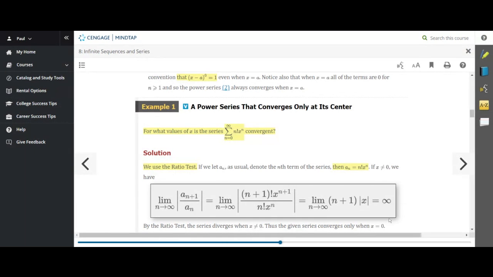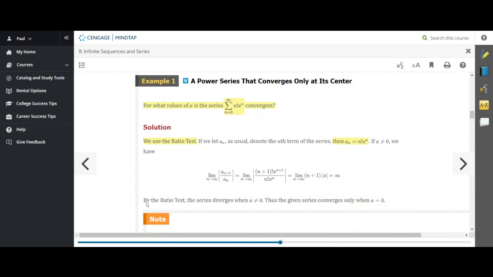Okay, so what happens is then, applying the ratio test to this series, the limit of the absolute value of the ratio of the n plus first term to the nth term will equal the limit as n goes to infinity of n plus 1 times the absolute value of x. So the x could be positive or negative, so we need to keep the absolute value there. And x to the n plus first divided by x to the nth power is x to the first power. That's why we get the absolute value of x.